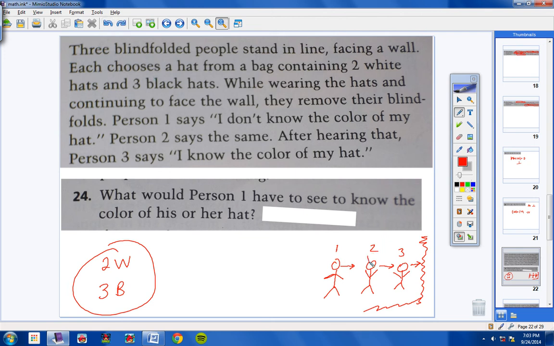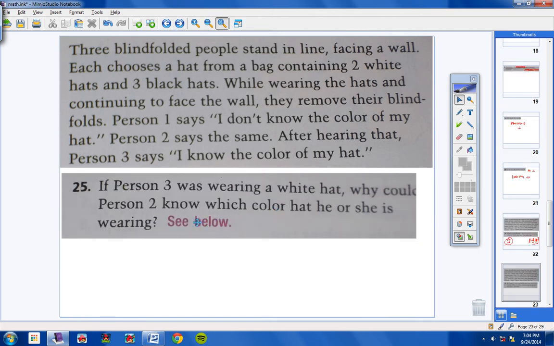However, if he sees a white hat here and a white hat here, then he knows for sure that there's only 2 white hats in the bag, so he knows for sure he has to have a black hat on. So what did person number 1 have to see to know the color of his hat? He had to see 2 white hats. He had to see 2 white hats, okay? All right, let's continue on to number 25.